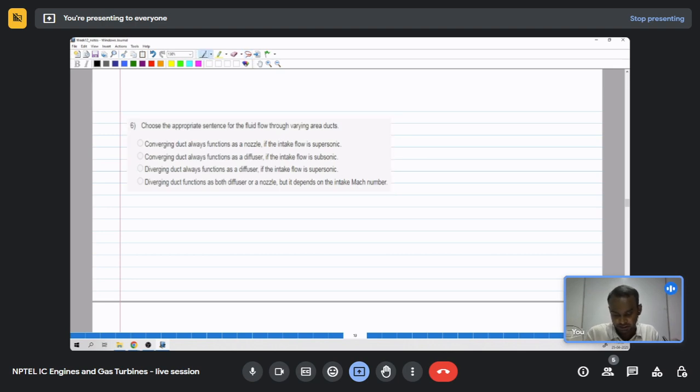Choose the appropriate sentence for fluid flow through varying area ducts. A: Converging duct always functions as nozzle if the intake flow is supersonic. B: Converging duct always functions as diffuser if the intake flow is subsonic. C: Diverging duct always functions as diffuser if the intake flow is supersonic. D: Diverging duct functions as both diffuser or nozzle. It depends on the intake Mach number.